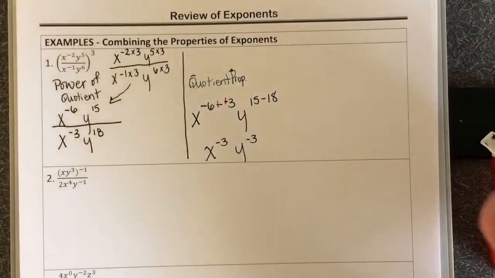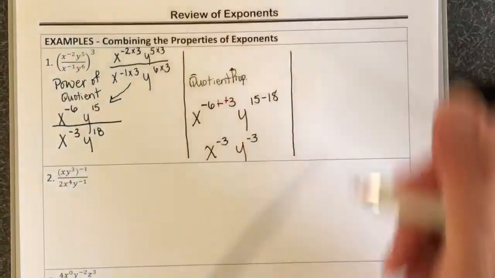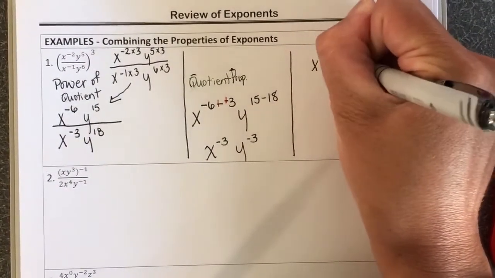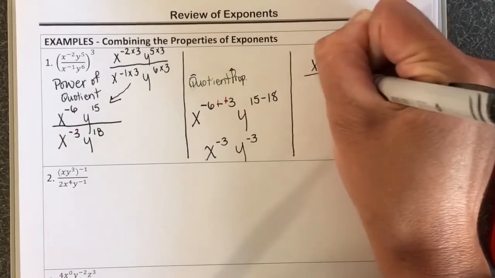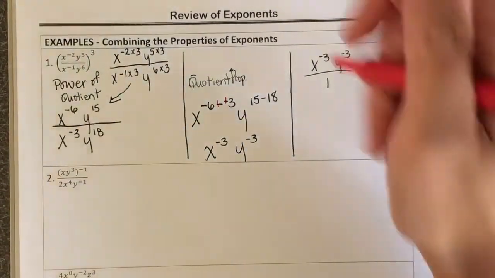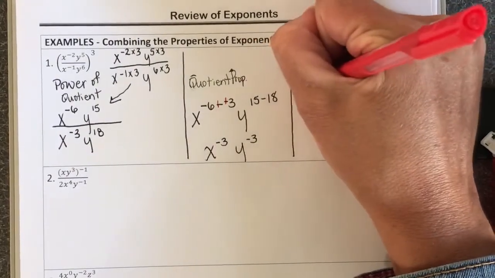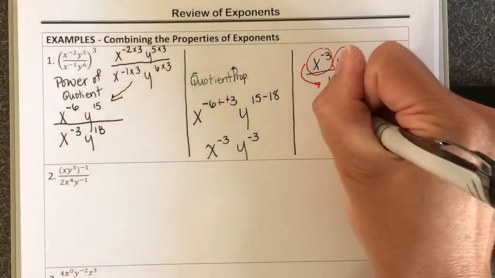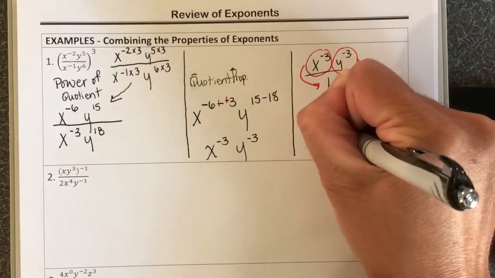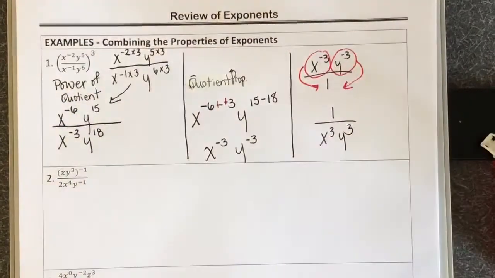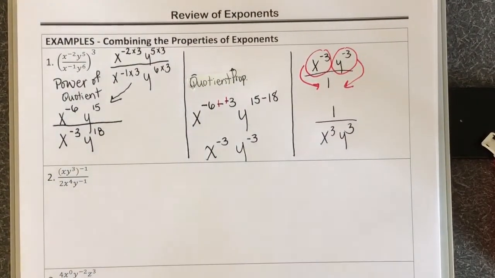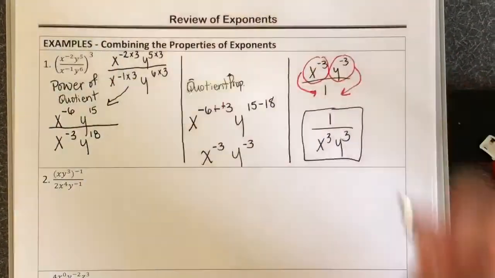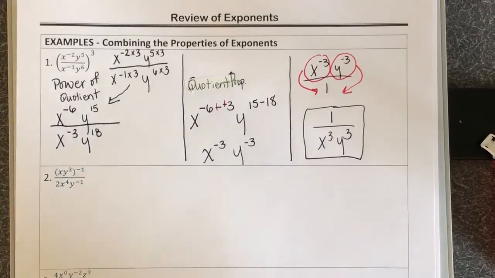So is this simplified? No, it's not. You're not allowed to have negative exponents. So move it to lose it. If I put this over 1, anything that has a negative exponent has to move below. And so it becomes 1 over x to the 3rd, y to the 3rd. Is this simplified? And the answer is yes. This is my final simplified answer.